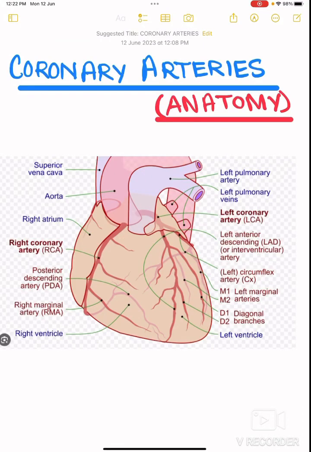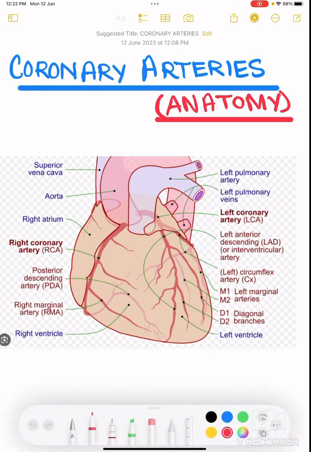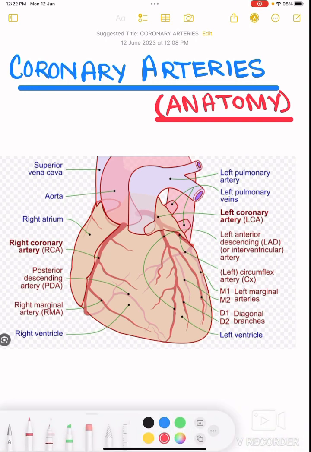Hello guys, so in this video we are going to study about coronary arteries anatomy. Coronary arteries are the arteries which supply the myocardium, or the heart. Mainly you have to remember the artery markings, because in the question they will give you the anatomy of the heart, give a photo, mark a particular artery, and ask which of the following represents the particular artery marked.